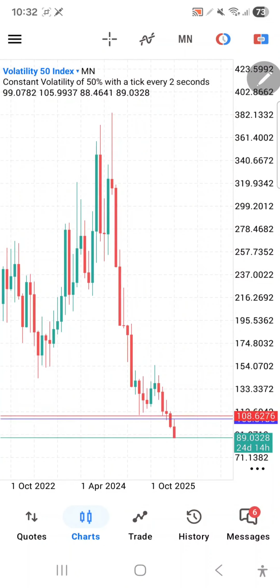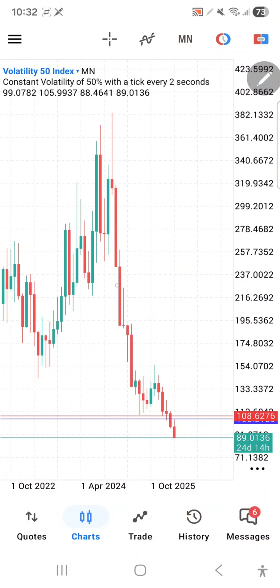So all you need to do is keep following the trend. You don't need to invent your own. Follow the trend and wait for price to show you your entry model. Once price shows you your entry model, you go in with your proper risk management. And that was all I did on this particular trade.